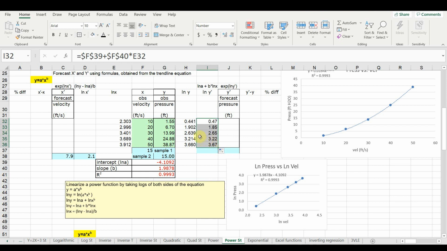So take a look at the data. The actual ln y value is 0.44. The forecast is 0.47. These look reasonably close. We probably did this correctly.